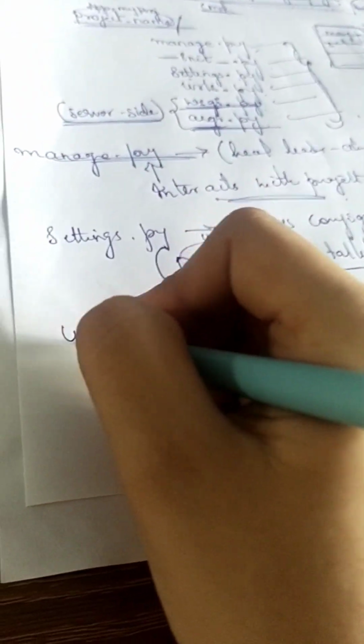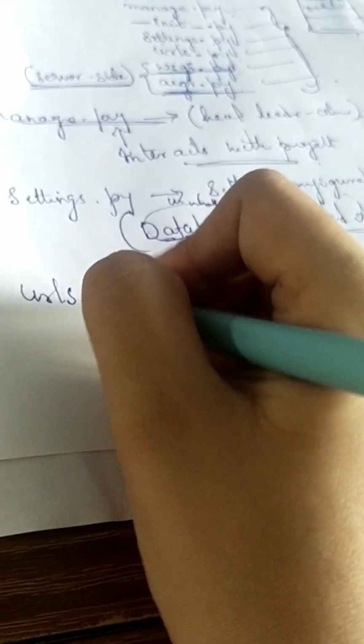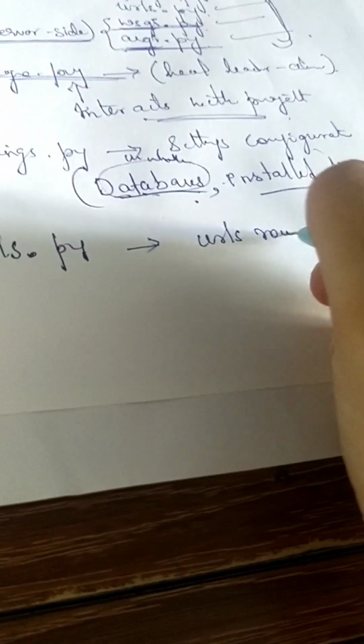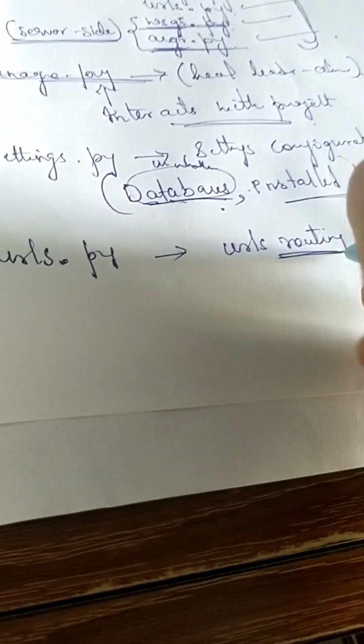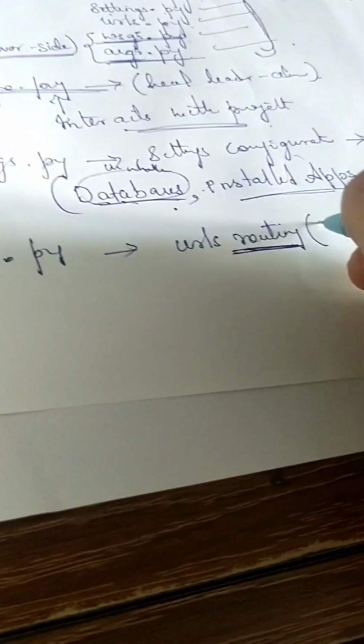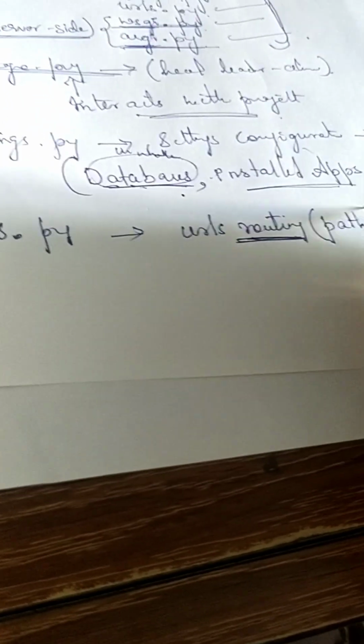And then you will have your urls.py. In urls.py you will have the URL routing. Do you know what routing actually means? Just by looking at the word, you can tell it's about a path. Routing is nothing but the path that you specify. Mostly this routing is used to connect your URLs with views. So urls.py is used for URL routing, which is nothing but the path setting.